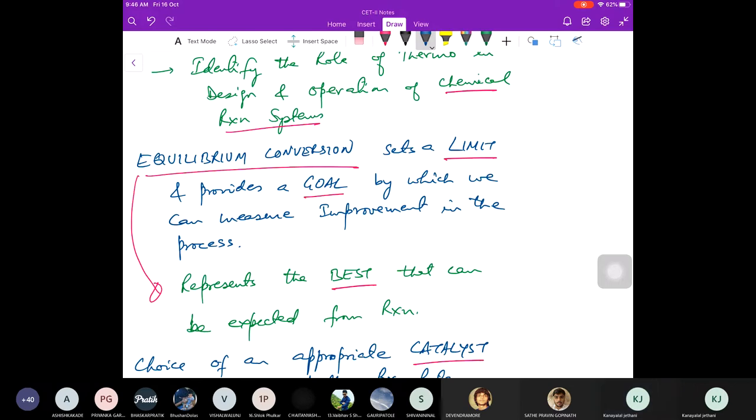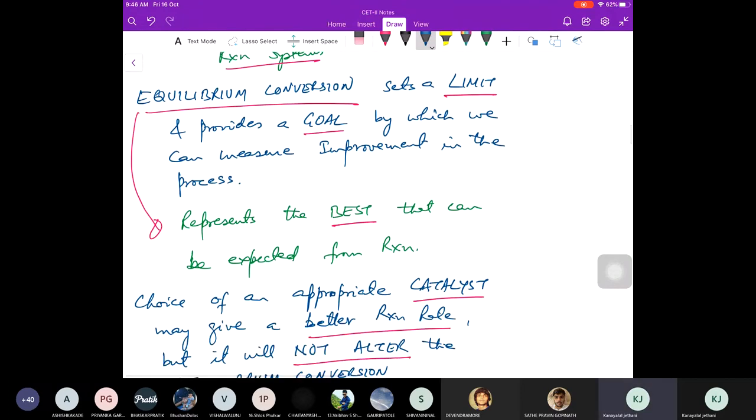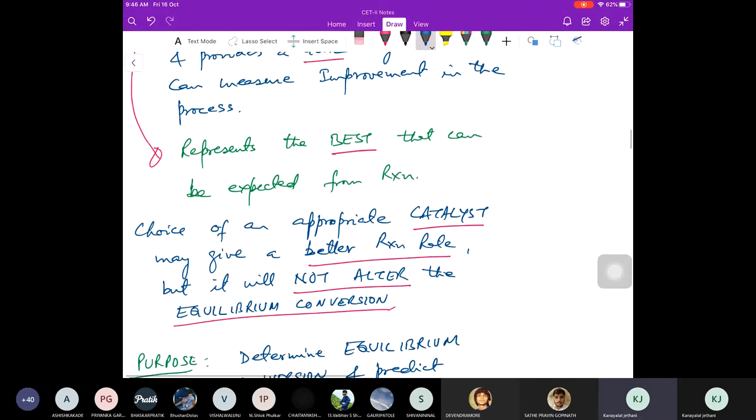Suppose thermo says that you can go up to 90% conversion, but actually we are getting only 70% conversion. That means there is scope for improvement, and we can try different methods, different ways of coming as close as possible to 90%. 90% nahi hoga practically, but we should try to reach as close as possible to that 90%. So thermo predicts the best that can be expected from the reaction, right? And there are different ways of doing it.